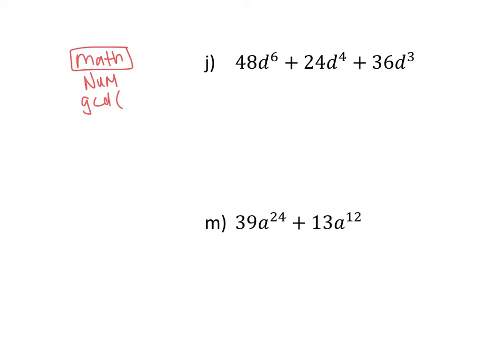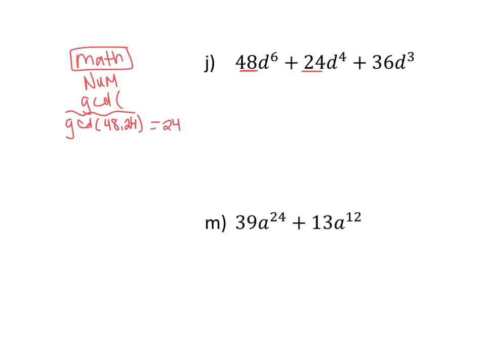So the trick is you can only do 2 numbers. So you do the first 2 numbers. In this one, we'll do GCD of 48, 24. When you do those 2, you would get a greatest common factor. Let's see, 48 and 24. I'm just doing it in my calculator. You would get a greatest common factor of 24.